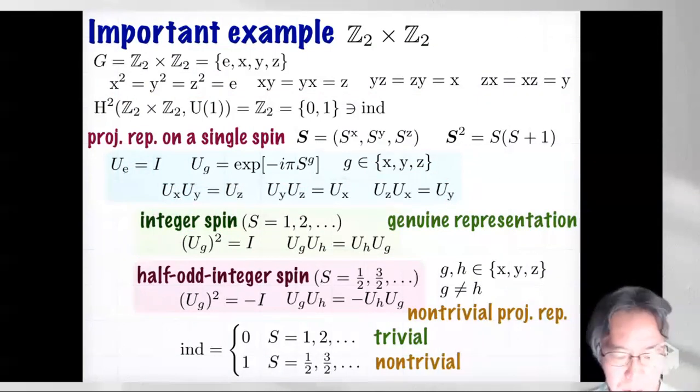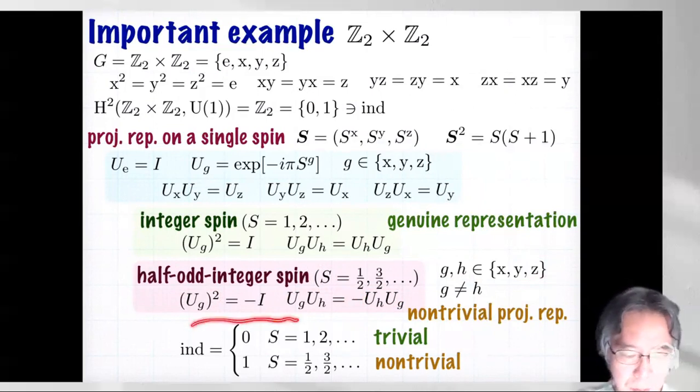But if the spin quantum number S is a half-odd integer, then for G, H, K equal to X, Y, Z, you find that UG squares to be minus the identity, and more importantly, they anti-commute with each other. So in this case, we have an extra phase factor. So this gives us a non-trivial projective representation.